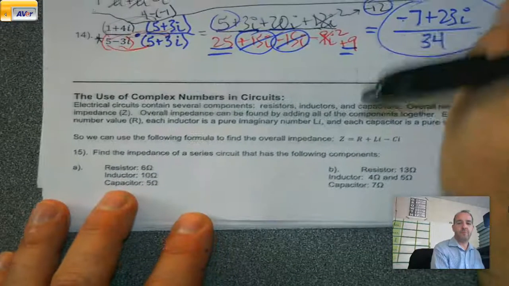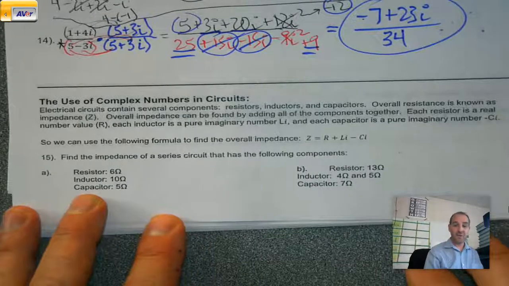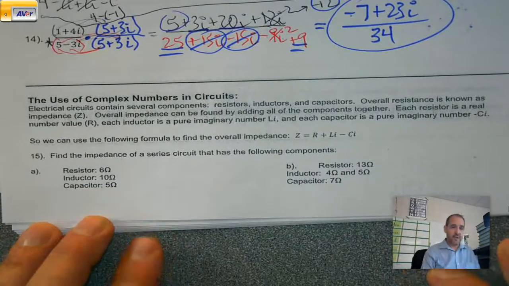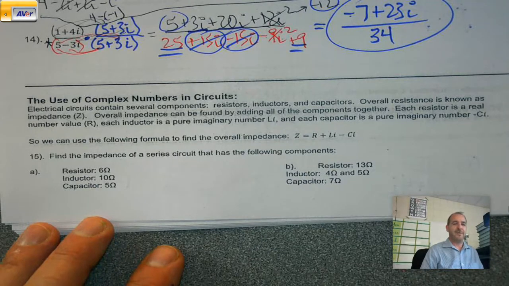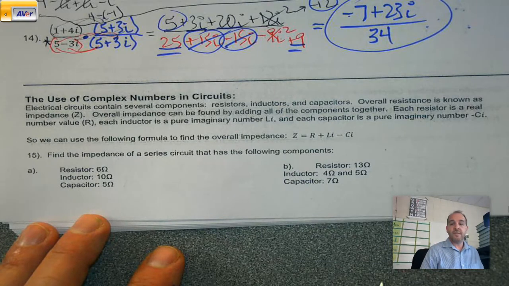One last piece. Man, it's been a brute of a section here. Electrical circuits. All right, all my future electricians, you're going to be making all the money here. So we're going to simplify this. Electrical circuits contain several components: resistors, inductors, and capacitors. And I am not an electrician, and I realize a little bit of what those things are. Overall resistance is known as impedance. Don't let all the wordiness scare you. It's going to simplify. Just stay with me.